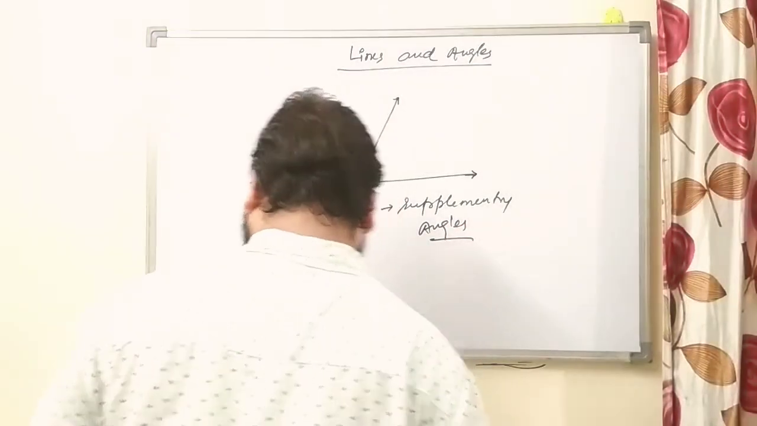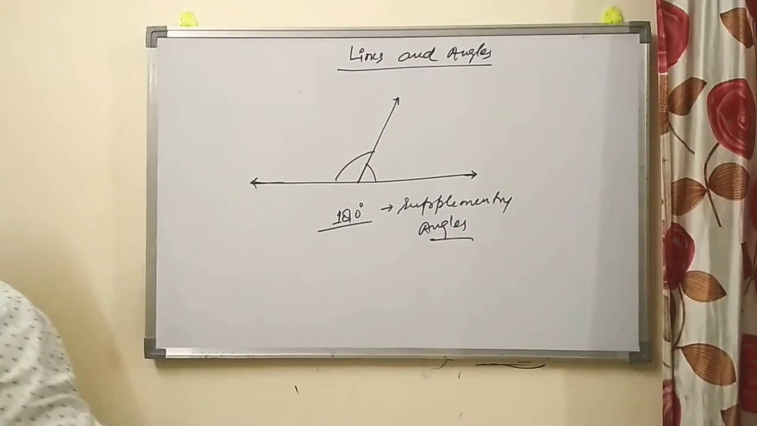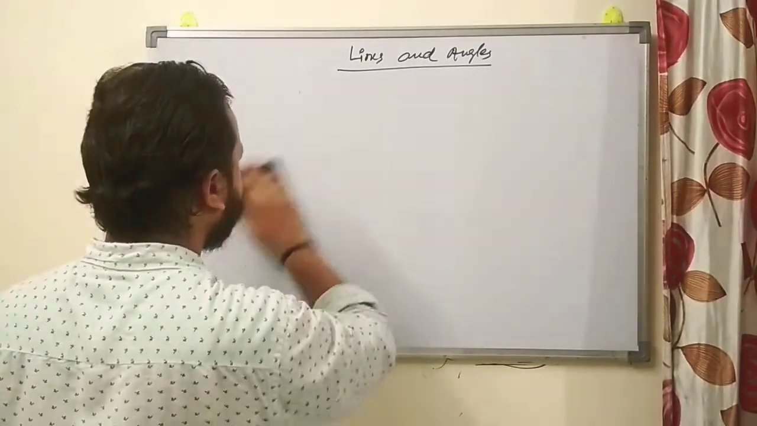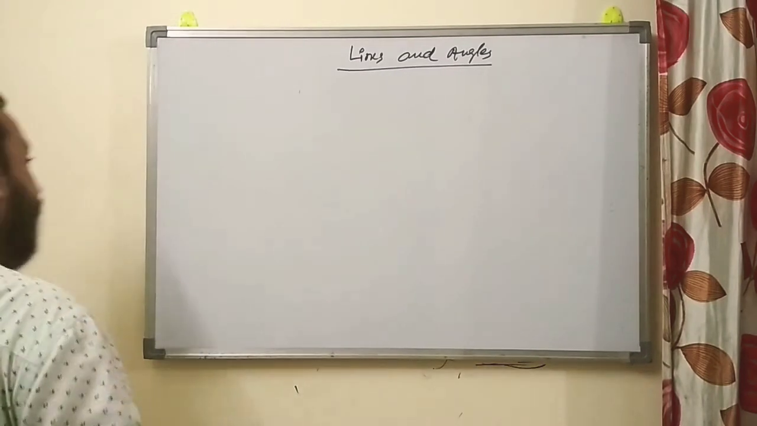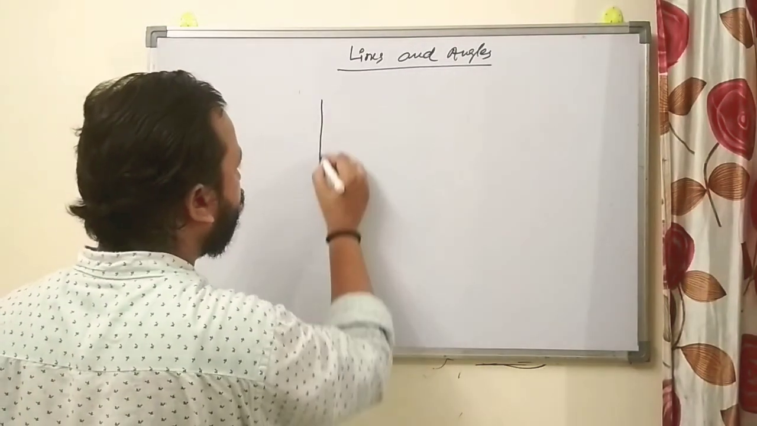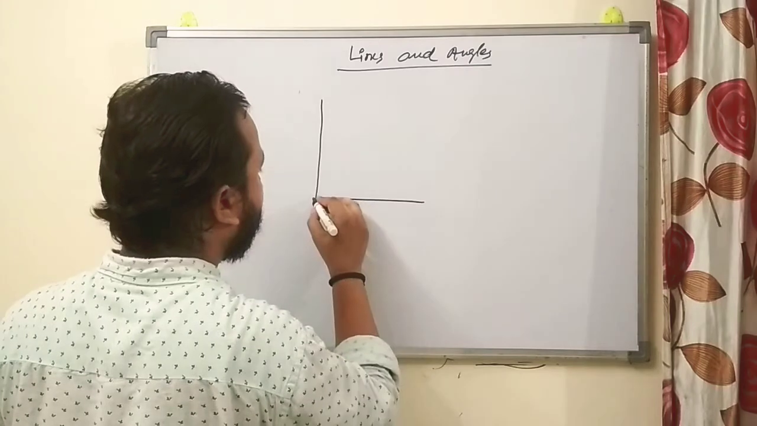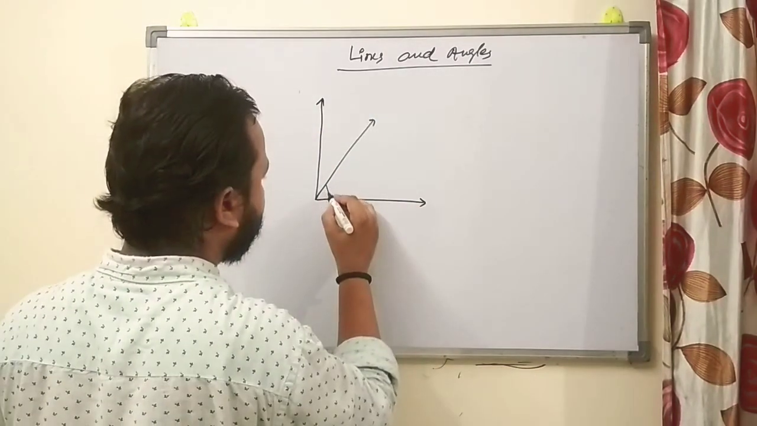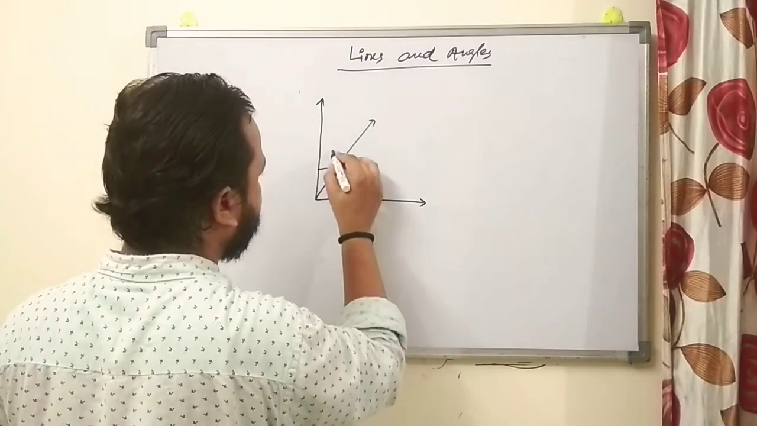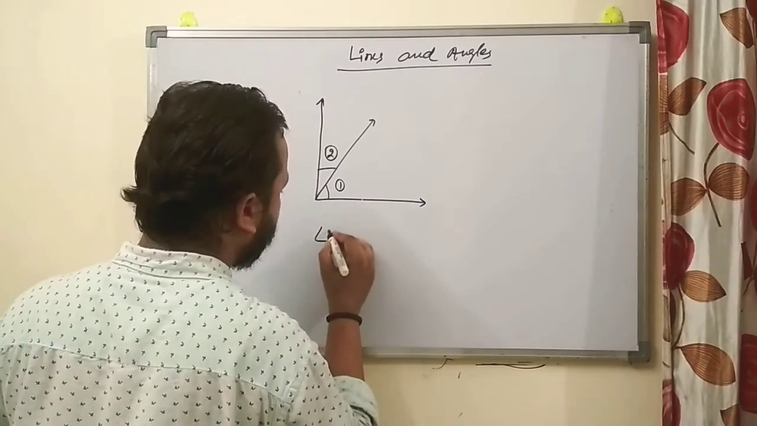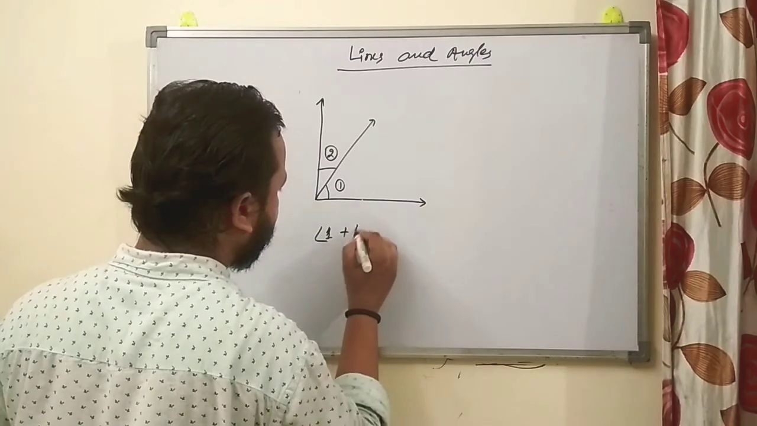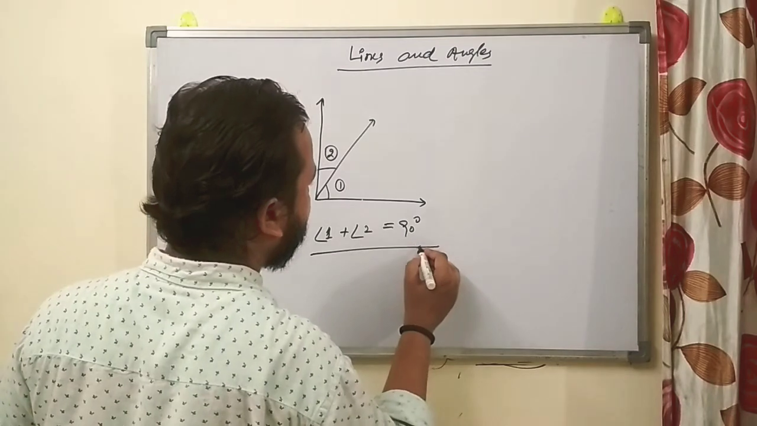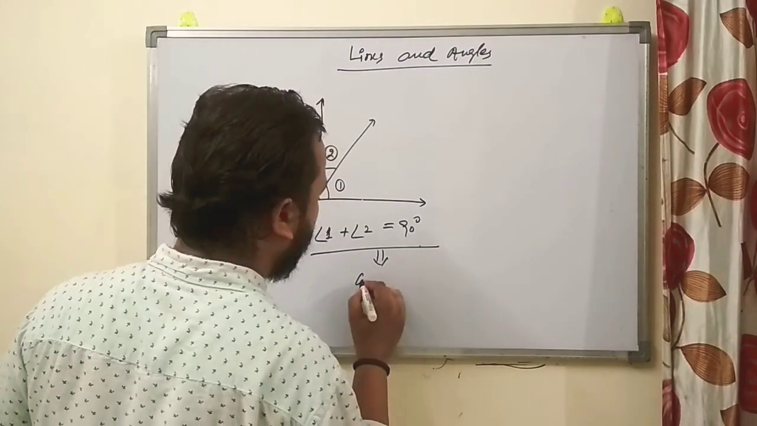Now come to the next point, that is complementary angles, right? If the sum of two angles is equal to 90 degrees, suppose this is angle 1 and this is angle 2, right? So if angle 1 plus angle 2 becomes 90 degrees, it means these angles are complementary.